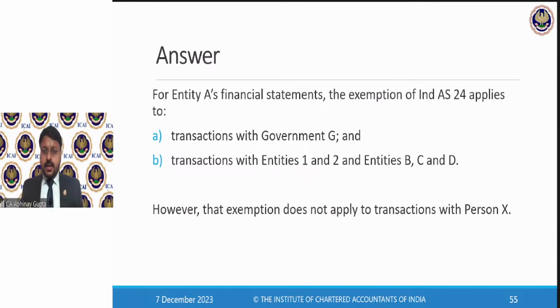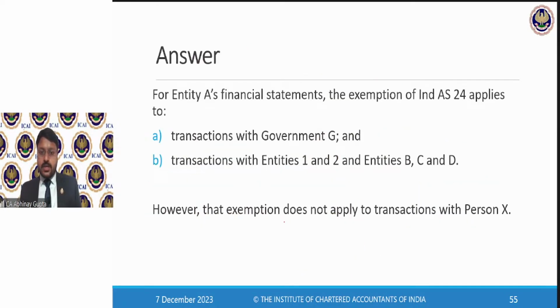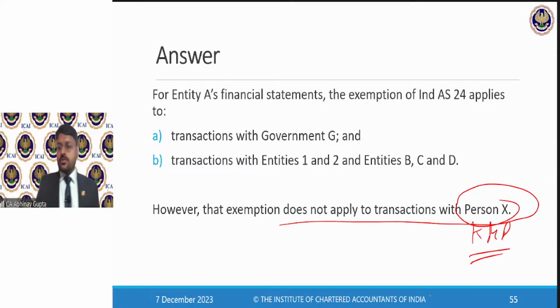Right? So this is the answer. And furthermore, because here we are talking about only entities, KMP will anyway be covered out of the box, right? So the exemption does not apply to transactions with person X, which is a KMP, right? KMP transactions anyway need to be disclosed. The relaxation applies only to transactions with the government or with government-related entities.